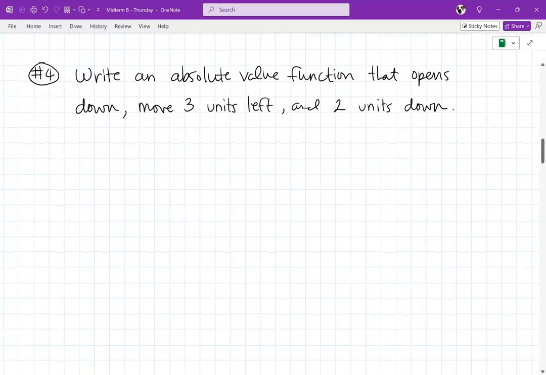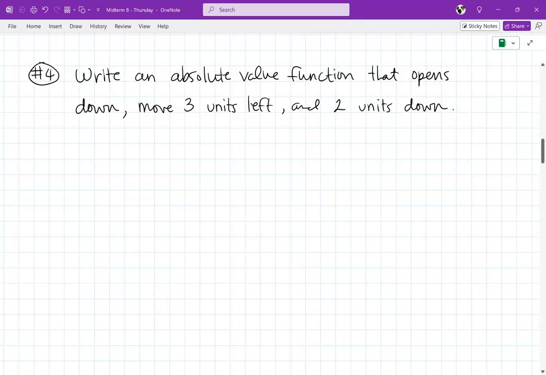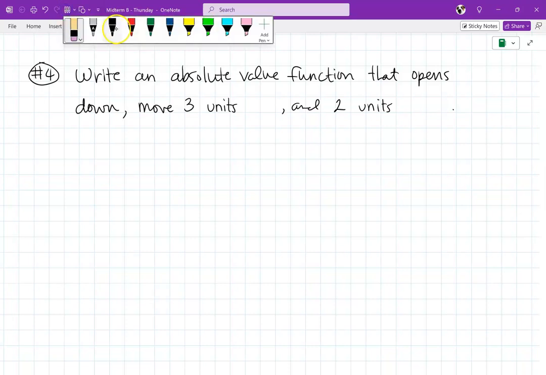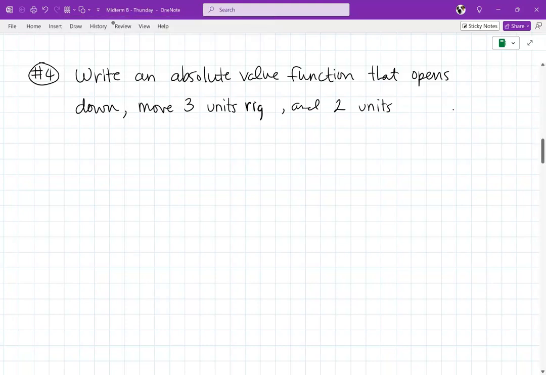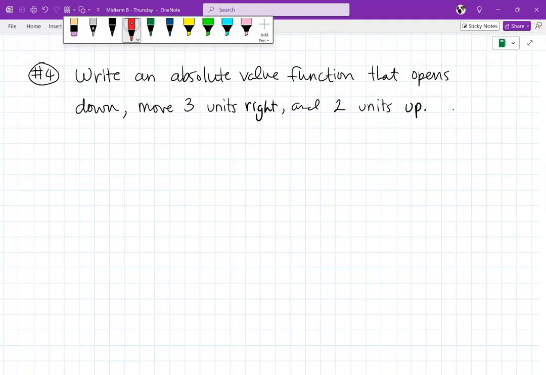Now this is just number 3, but backwards. It says write an absolute value function that opens down. It moves 3 units left and 2 units down. Let me change this. Instead of left and down, let me move it up and to the right. 3 units right and 2 units up. So write an absolute value function that opens down. It moves 3 units to the right, and it moves 2 units up.